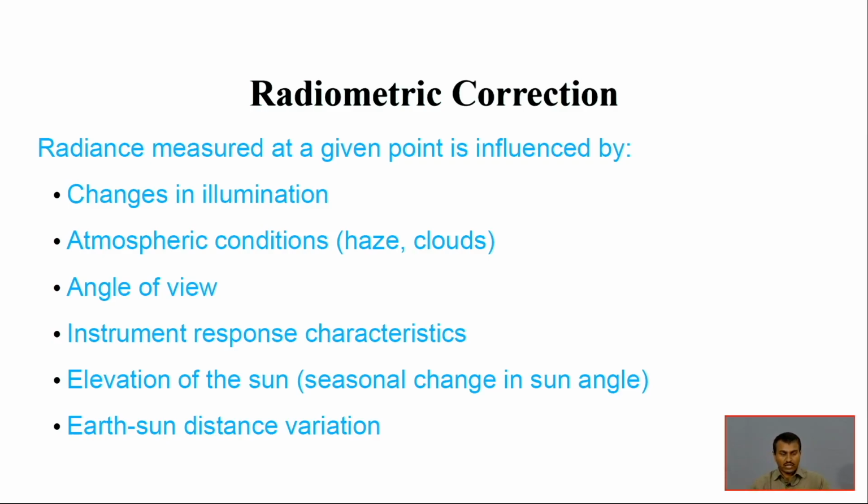Earth-sun distance variation: our distance from the sun is around 1.5 into 10 to the power 8, I think, in meter. That is not constant. In the summer and in the winter it basically varies, and also it varies along the ellipsoidal orbit of the earth around the sun. These distances are not constant, and due to that we are going to get some amount of error in the image acquisition system in the visible spectrum.